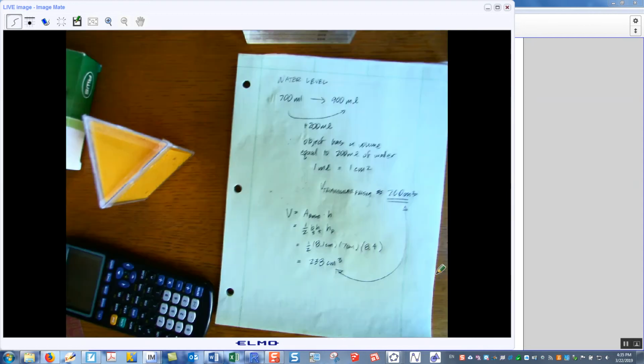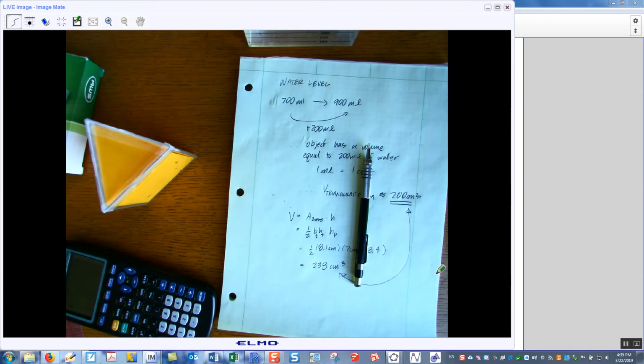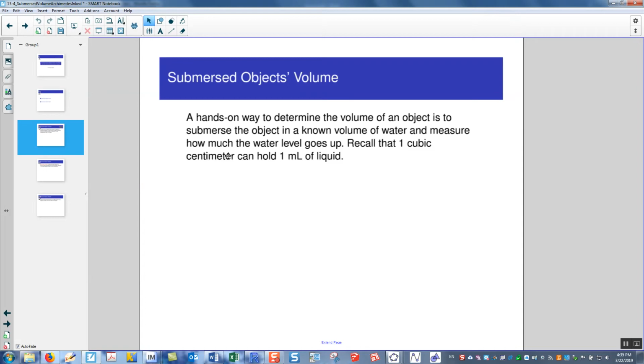So I hope that gives you a sense of submersing objects in liquid and how it can be useful in the calculation of an object's volume, or at least estimating a ballpark volume.